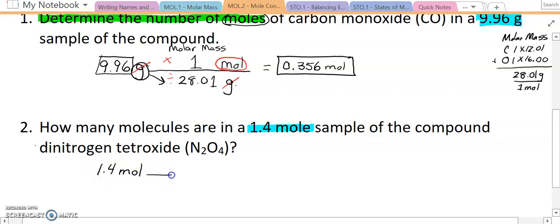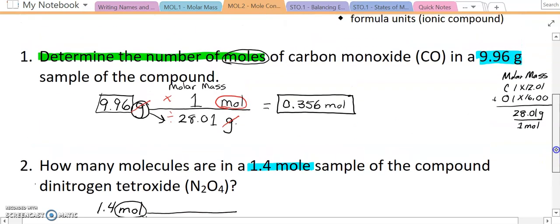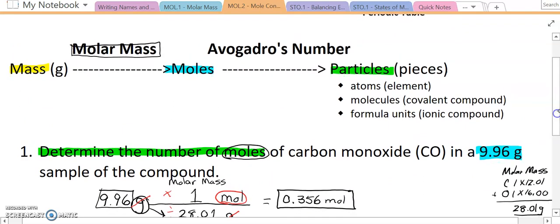It doesn't matter what unit I start with. It doesn't matter how weird my number looks. I am always going to take this unit, and this unit goes on the bottom. And then I can take that unit, and I can go up to my flow chart to find out where I'm going. So it's not mass, but no, it is moles. So this time my starting place is going to be in moles.